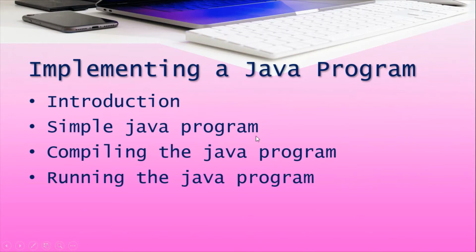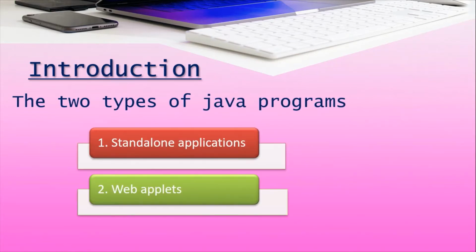Now here we are going to write our first Java program. Then as I have told you just now, we are going to compile the Java program and run the Java program. Java programs can be of two types. One is a standalone program or standalone application, and the second one is web applets.